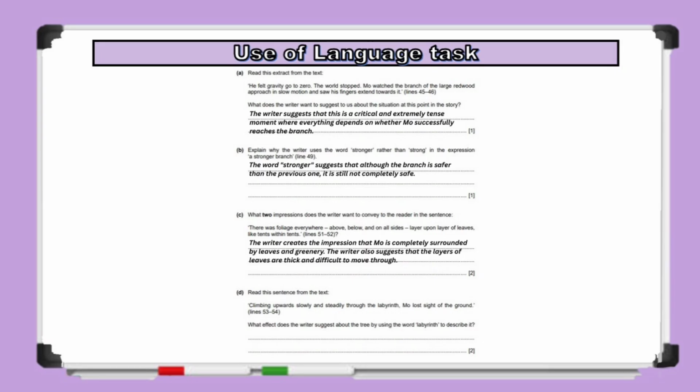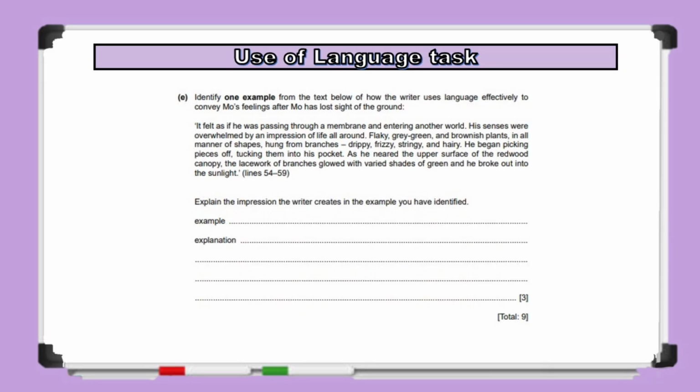The answer is, the word labyrinth suggests that the tree has a complicated, maze-like structure. It also creates the impression that it would be easy to become confused or lost while climbing through it. Notice how the answer explains both the meaning of the word in context and the effect it creates. Finally, let's look at question 2 part E.